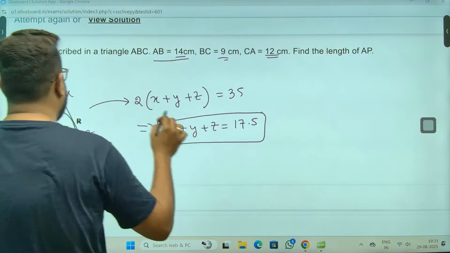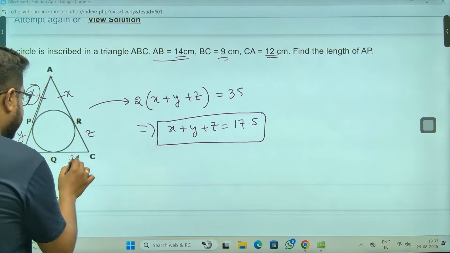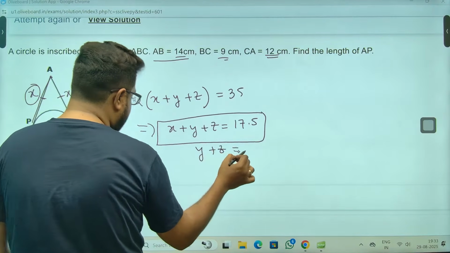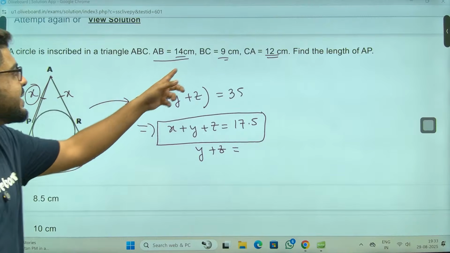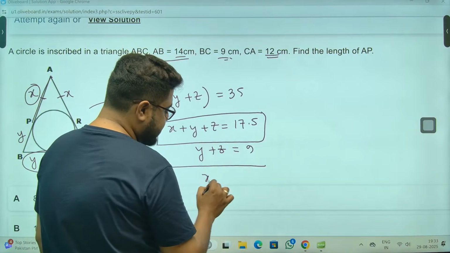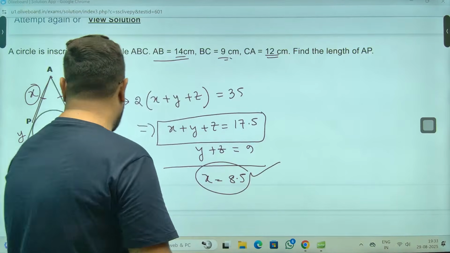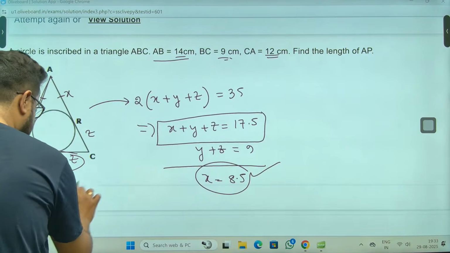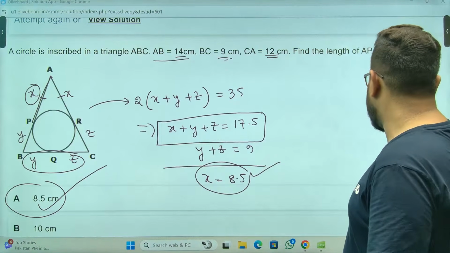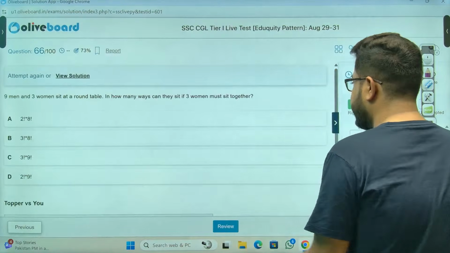Now I need what? AP. AP means I need the value of x. So I will subtract y plus z. So y plus z is how much? Y plus z means BC. BC is given as 9. So you just subtract 9. So x is 17.5 minus 9, meaning this is 8.5. That is your answer, option number A. Option A, 8.5 centimeter is most definitely your correct answer. Perfect. Simple question.